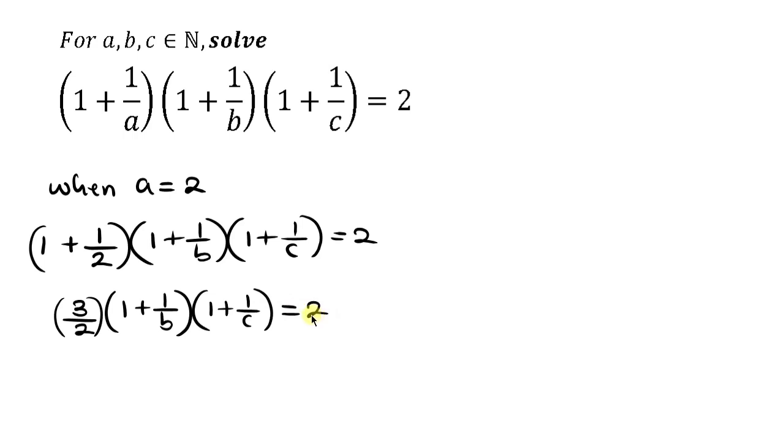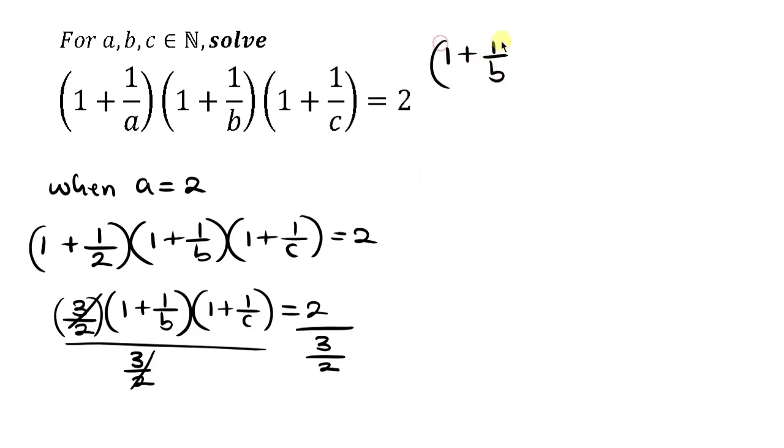Our next step will be for us to divide both sides by 3 over 2. So I'll divide the left-hand side by 3 over 2. I'll also divide the right-hand side by 3 over 2. So 3 over 2 cancels off 3 over 2, leaving behind 1 plus 1 over B times 1 plus 1 over C to be equal to, now 2 times 2 is 4, so this is 4 over 3.